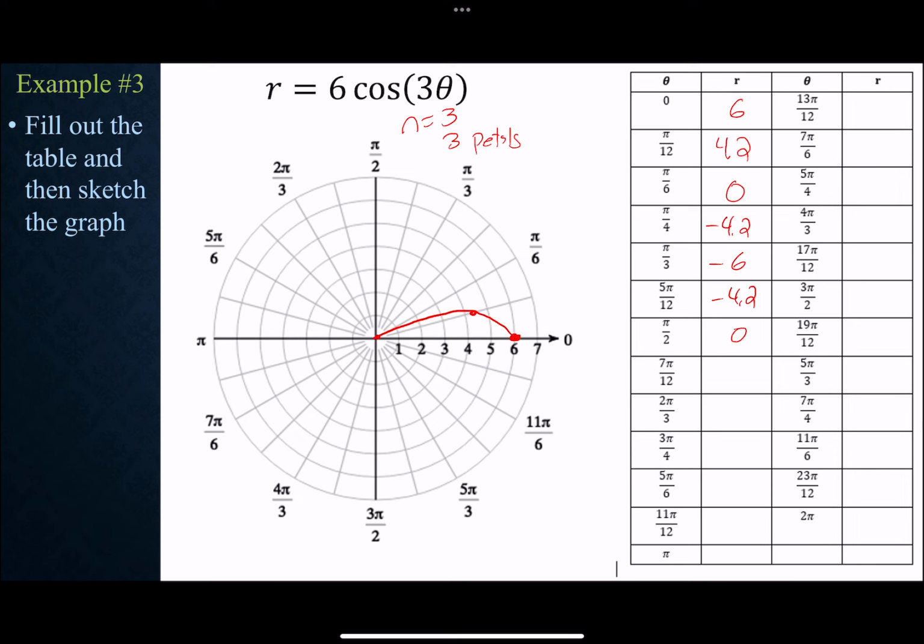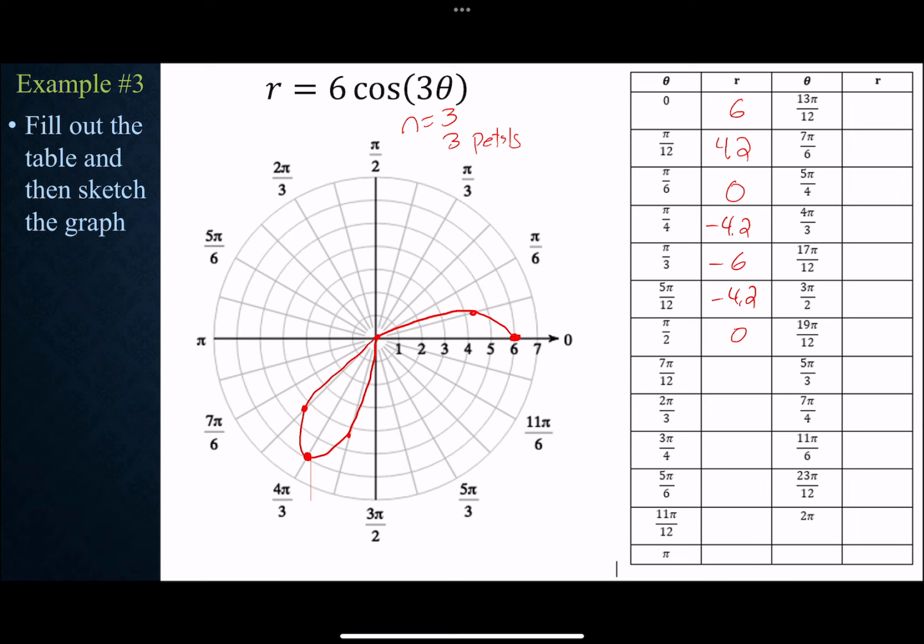So there's that portion of that. Pi over 4 is negative 4.2, so we go on the opposite side. So 1, 2, 3, 4, so it's going to be over here. Negative 6 with pi over 3 is going to be here. Negative 4.2, pi over 12 is there, and then back to 0 for the pi over 2. So you can see here's where your petal is being formed. So we've got half of one petal and a full petal in that region there.